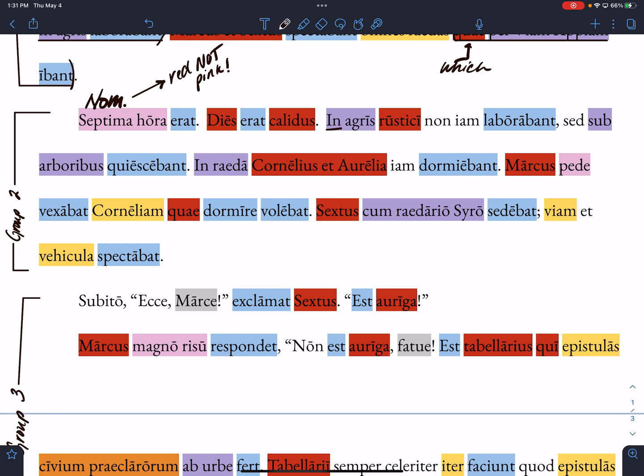Okay, so because ager, agri, right? Think of our second declension masculine endings: us, i, o, o, i, orum, is, os, is. That means this is ablative. All right, so there's no motion going on. They are staying in the ablative. Now, the word rustici, this i ending, do we know any words that have an ablative i ending?